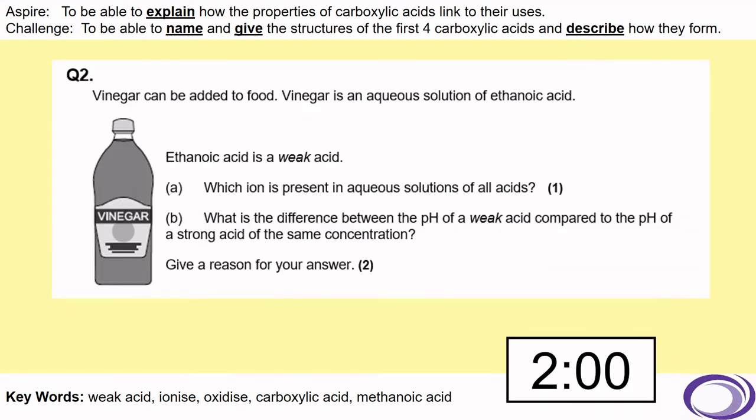Okay, so our next question. Vinegar can be added to food. Vinegar is an aqueous solution of ethanoic acid. Ethanoic acid is a weak acid. Which ion is present in solutions of all acids? And what is the difference between the pH of a weak acid compared to the pH of a strong acid of the same concentration? Give a reason for your answer.